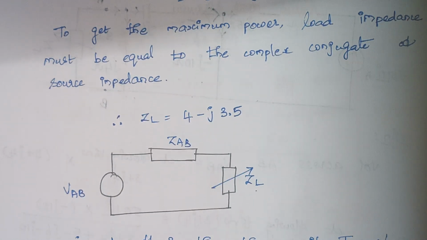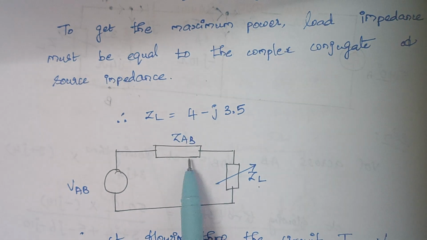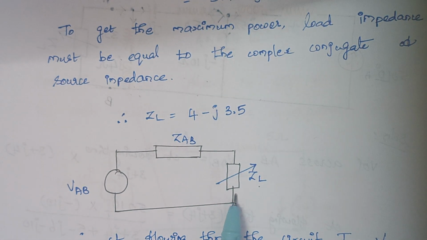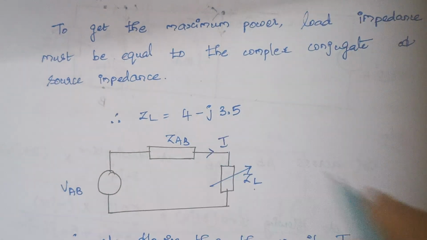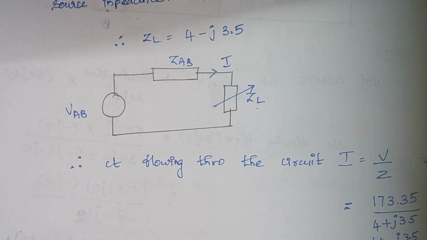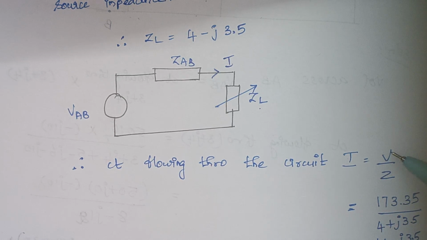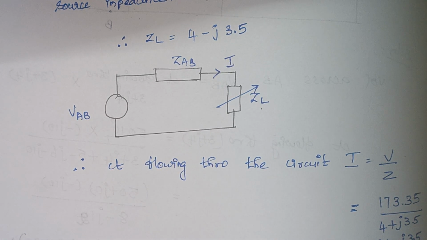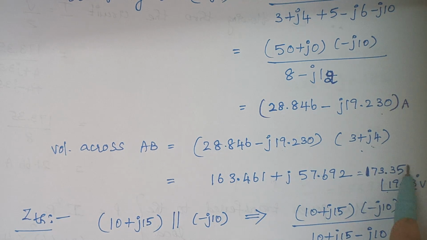Once you draw the circuit, this is our circuit: VAB or V Thevenin, and here this is your ZAB and this is your ZL. In order to calculate the current that flows through this path, the value of current is given by V by Z. Therefore, this is the value of V Thevenin, the magnitude of your V Thevenin.